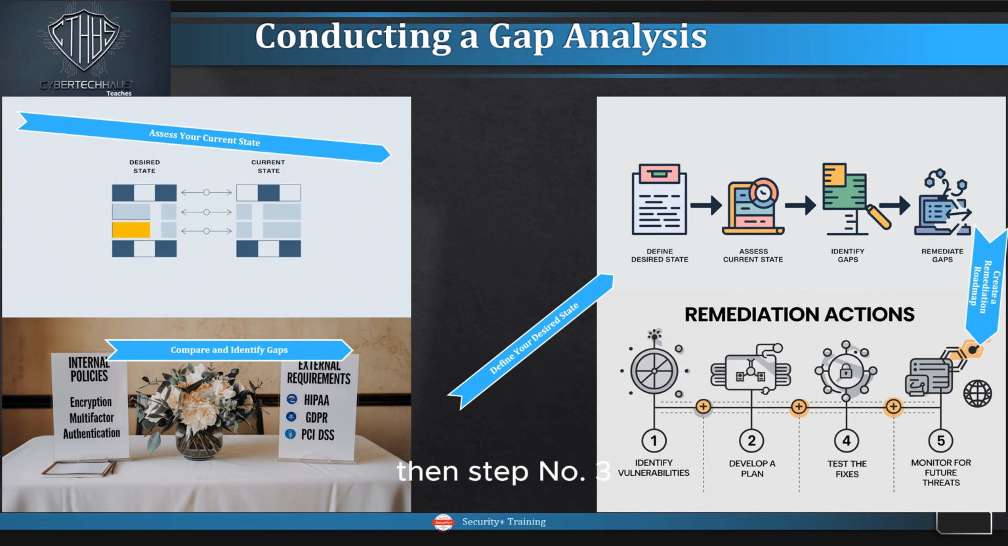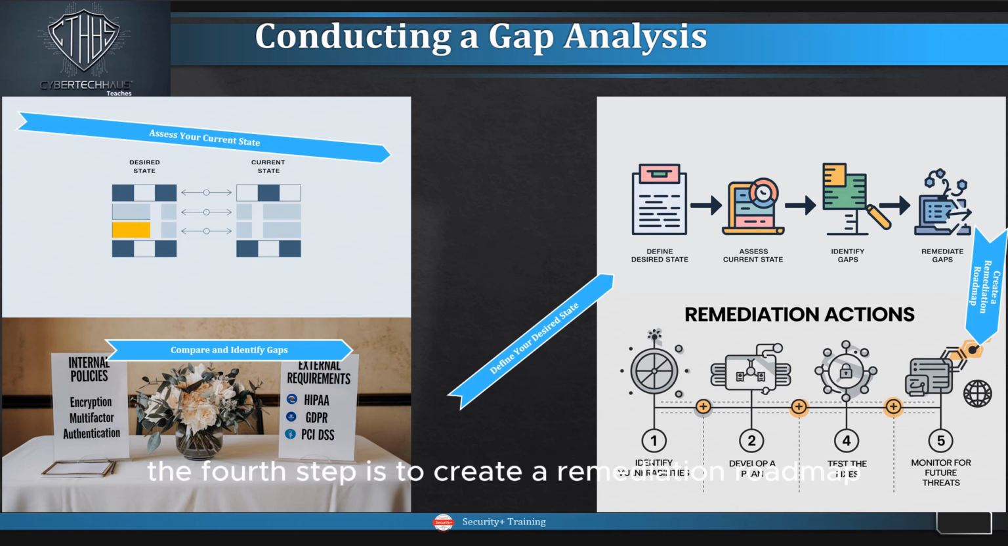Then, step number 3, compare and identify gaps. Now you compare your current state with your desired state. Any areas where your current controls don't match your desired security level are called gaps. These gaps show what's missing or needs improvement to meet security goals.